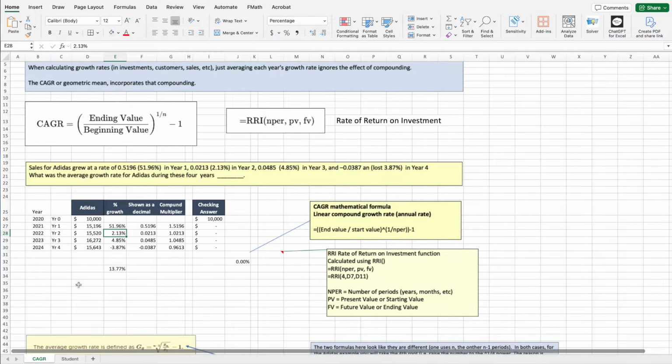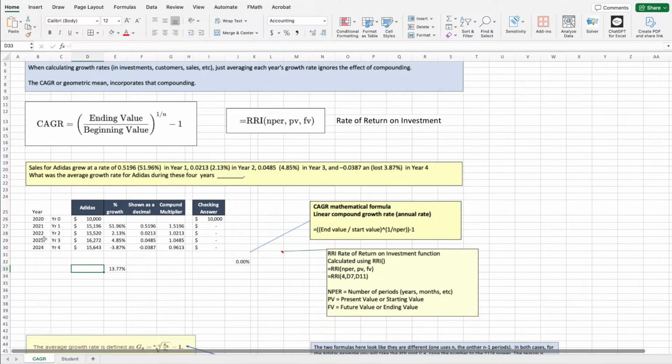And then the next year we added 2.13% to the existing amount. This is our compound growth. And then the next year, 4.85%. And then when we lost 3.87%, it wasn't a loss on this 10,000, it was a loss against this 16,272. So this is the compound annual growth rate.